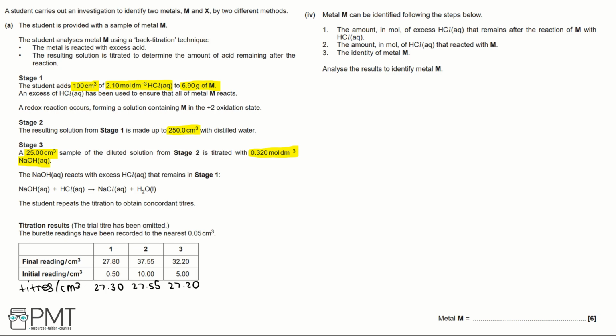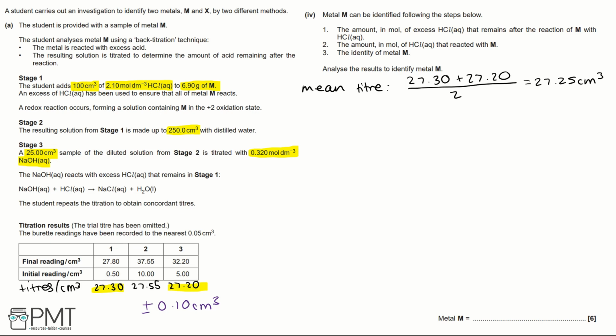So now we work out our mean titer. So the mean titer is taking the concordant results and dividing by how many concordant results there are. So that's going to be titration 1 and titration 3. A concordant result is within 0.10 centimetres cubed from each other. So the mean titer is going to be 27.30 plus 27.20 divided by 2, which equals 27.25 centimetres cubed.